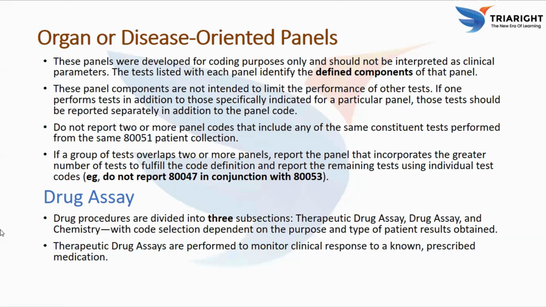So next is drug assay. So what are the drug assay subsections? So the drug related lab testing is divided into three major subsections. So what are those? Therapeutic drug assay, and chemistry based drug testing. So generally this code selection depends upon the purpose of the test and the type of test obtained. So therapeutic drug assays. So these are generally used to monitor the levels of a known prescribed medication.